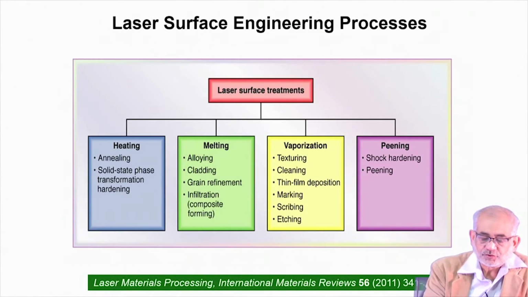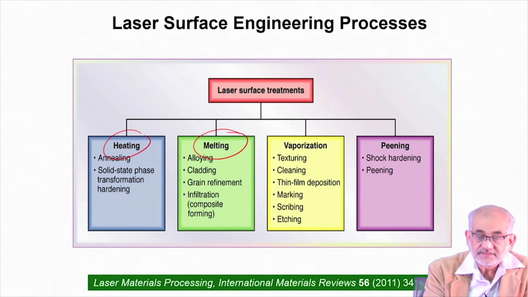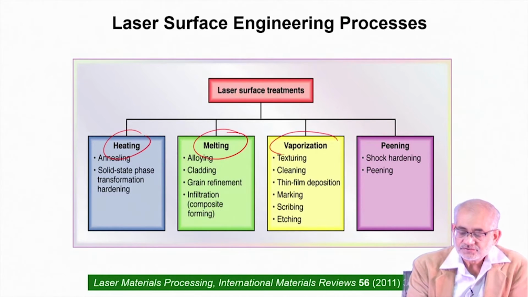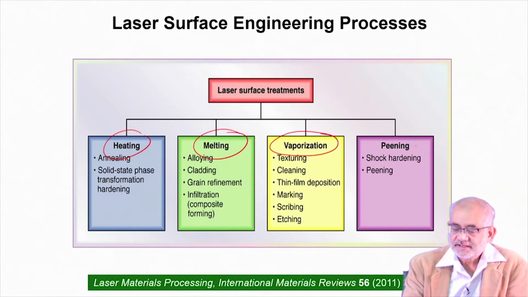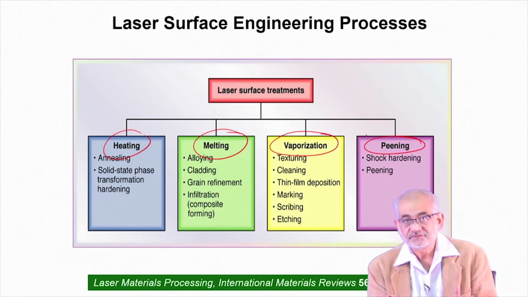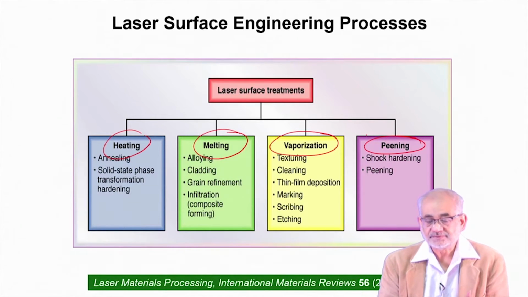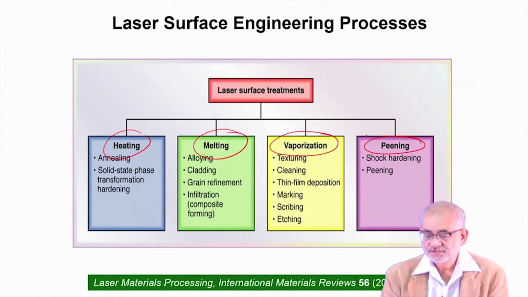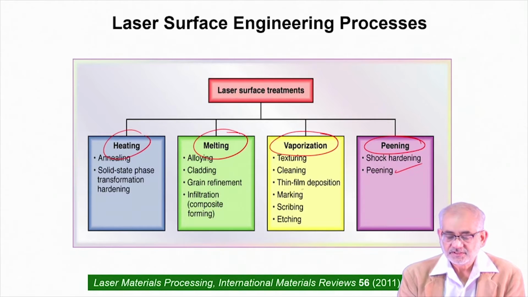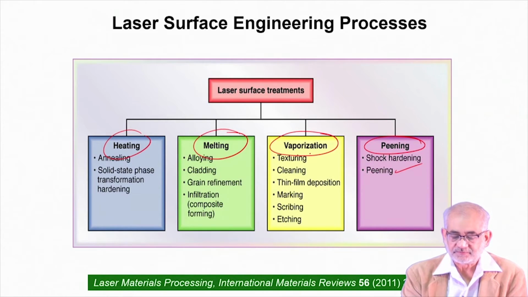So the overall scopes can be only heating, can be only melting. So this is heating without any change of state. This is heating with change of state. This is also heating with change of state. And this is in solid state, yet the rate of heating is so large that it will create a very large amount of stress onto the surface. So this is kind of shock peening or shock hardening kind of applications. But these are the more common types of applications.